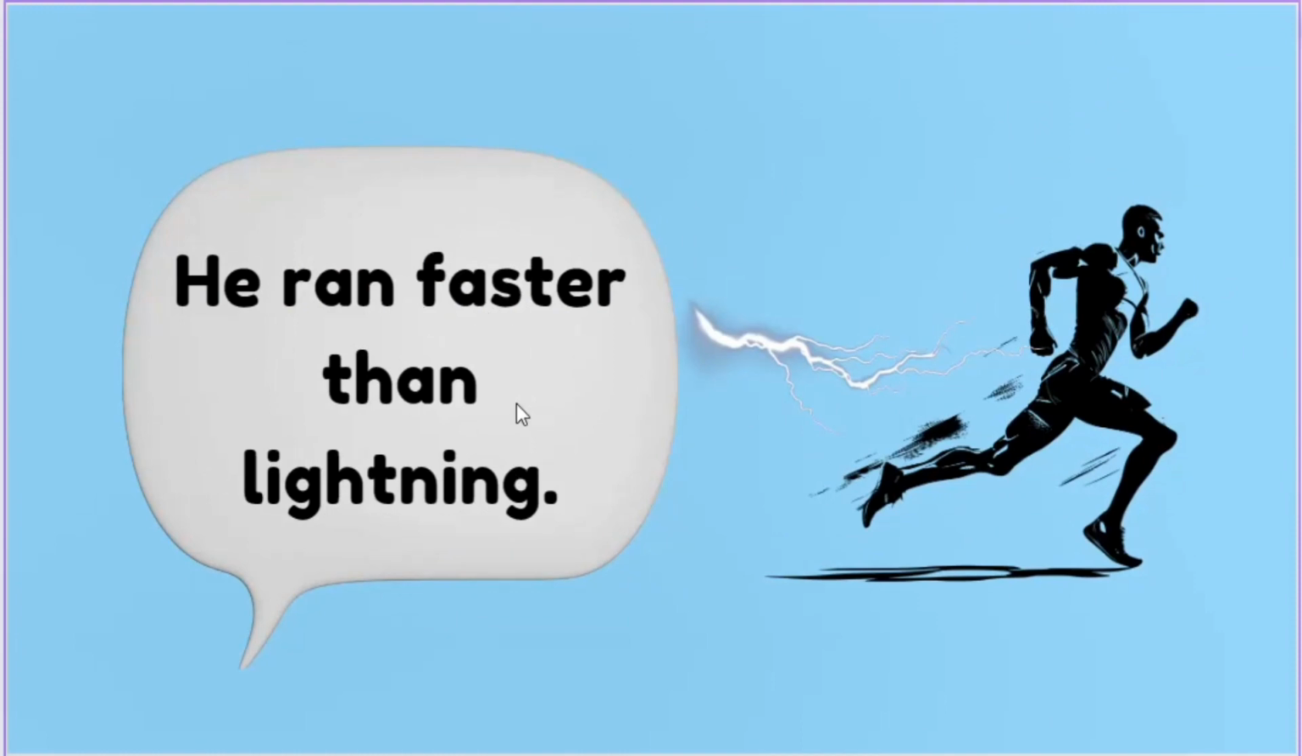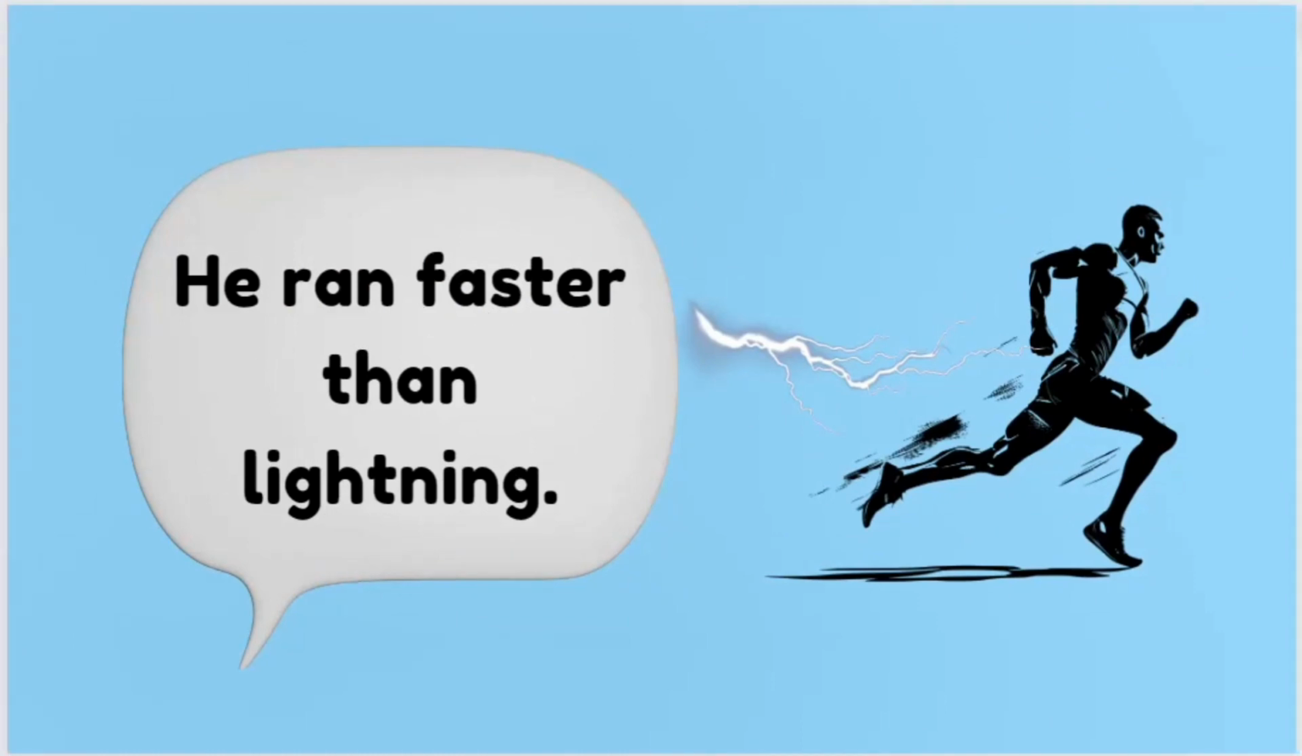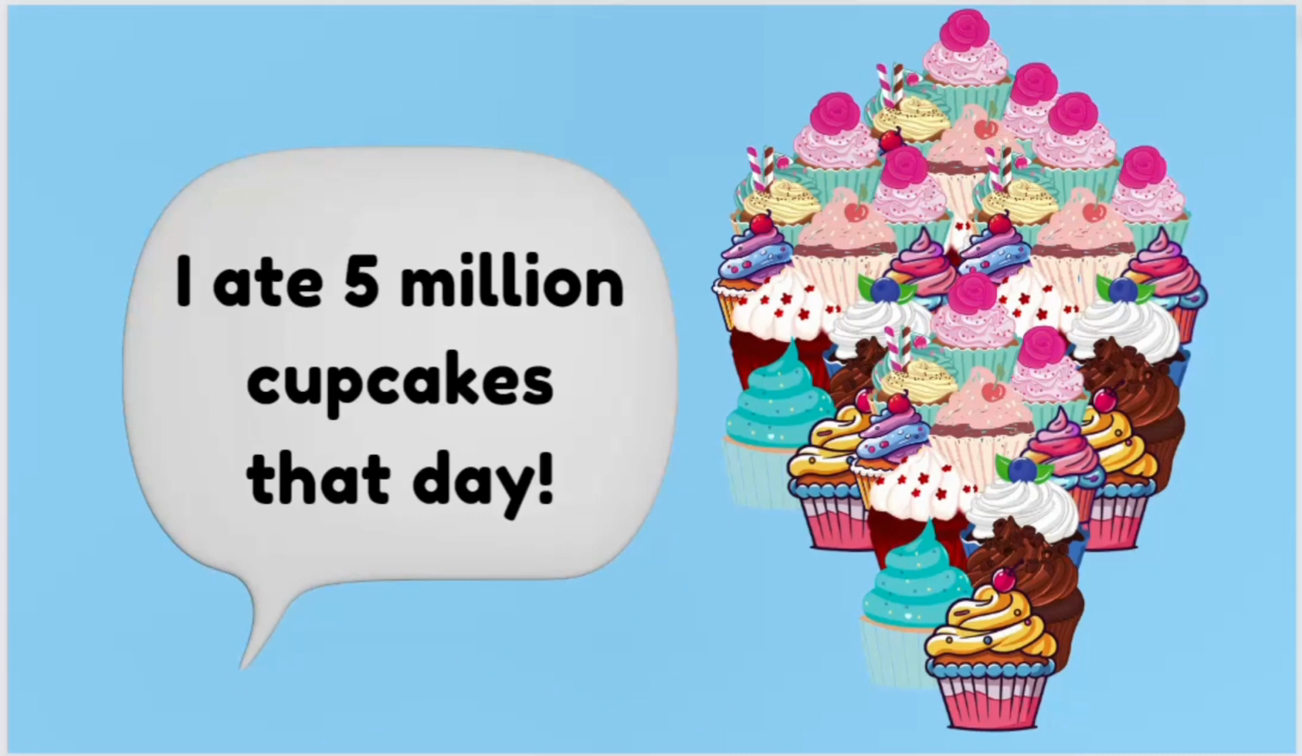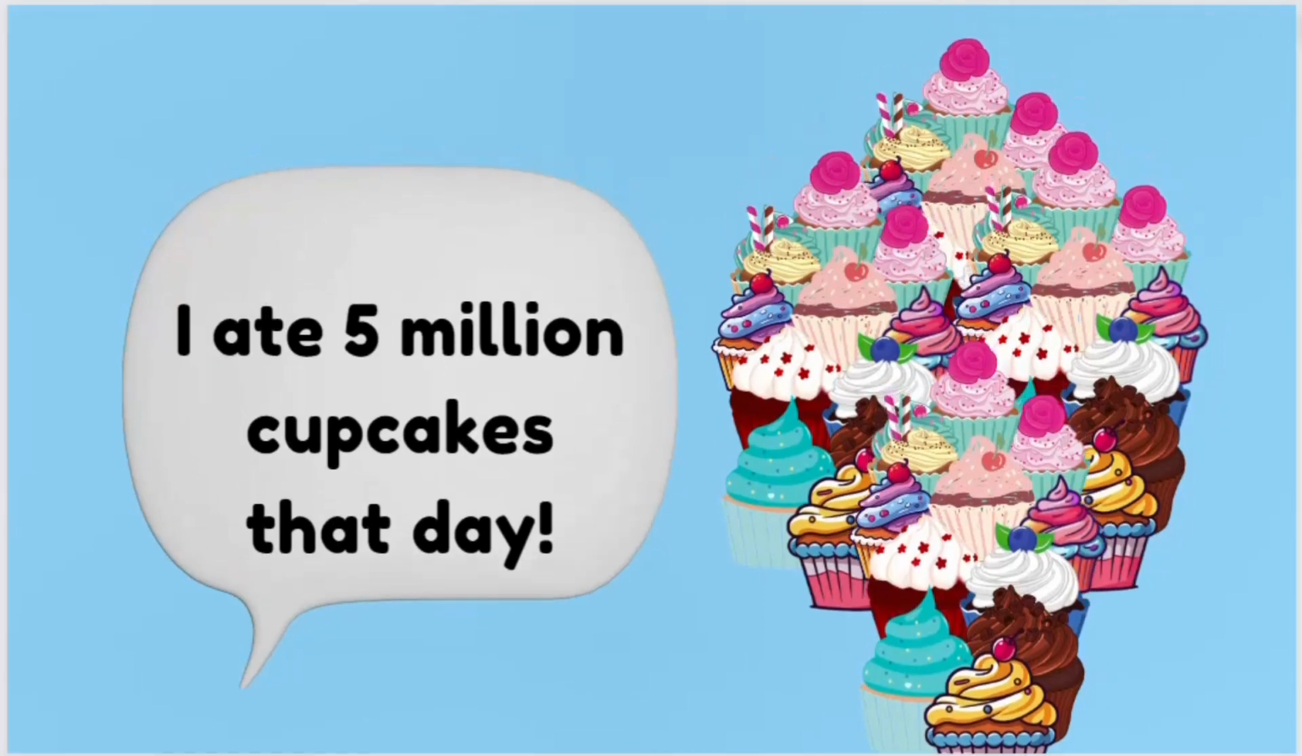He ran faster than lightning. Once again, exaggeration. Nobody can run faster than lightning, but we can use it to show our reader that he was so fast. Next is, I ate 5 million cupcakes that day. Again, something that's not possible, it's an exaggeration, but we can use this figurative language device to tell that either the cakes were so delicious or you were so hungry. That's why you ate 5 million cupcakes that day.